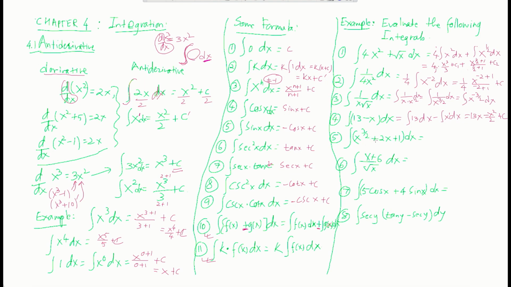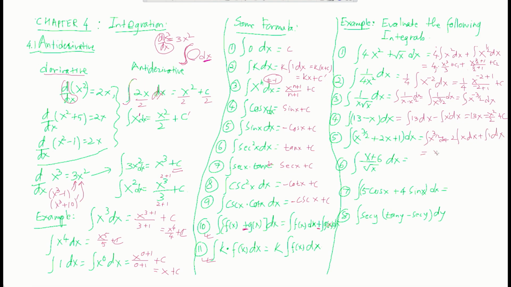Okay. How about here? We have 3 terms, right? You find the integral separately. So how would I write this? I would write x to the 3/2 and then plus, oh, dx. I should not forget dx. 2 and then the integral of x dx plus the integral of 1 dx, right? That's how you write it. And then use the formula.